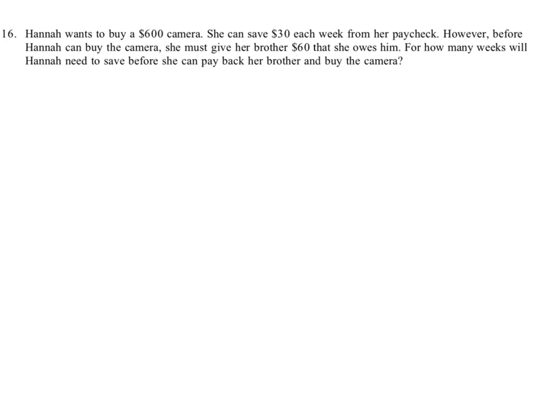Okay, this is similar to the last problem. Hannah wants to buy a $600 camera. She can save $30 a week from her paycheck. However, before Hannah can buy the camera, she must give her brother $60 that she owes him. So we're going to set this up the same way. Actually, I'm going to set it up slightly differently, even though it's the same.